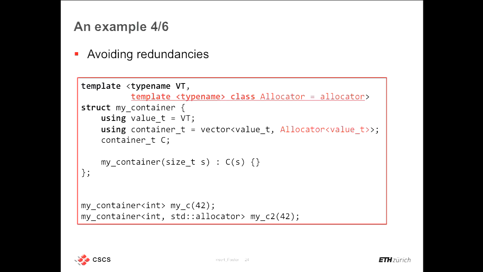So I cannot make mistakes anymore. I cannot pass a value type of integer and an allocator of a double, because the allocator will be automatically selected for the integer. And so I can write my container int, std allocator, size 42. Flexibility. Some cost, some time, but template arguments may help.